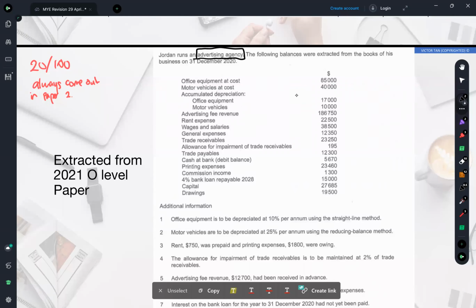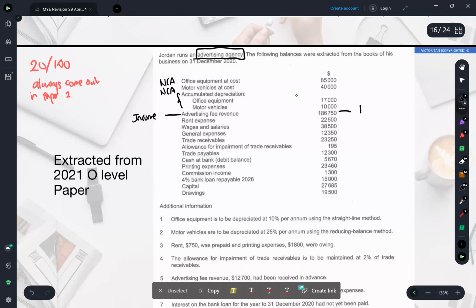So for the sake of everyone, I'll just go through whether it is a non-current asset, current asset, current liability, non-current liability, or capital. So the first one would be non-current asset, non-current asset. Same thing, non-current asset. So this is an income. Jordan runs an advertising agency. So this is your income. This should be your first line.